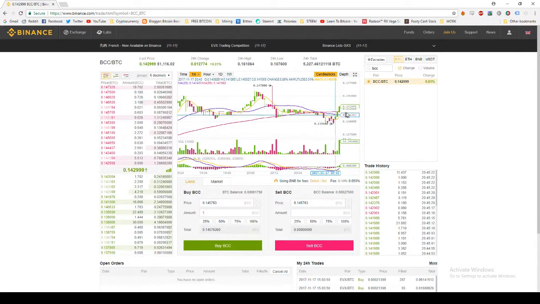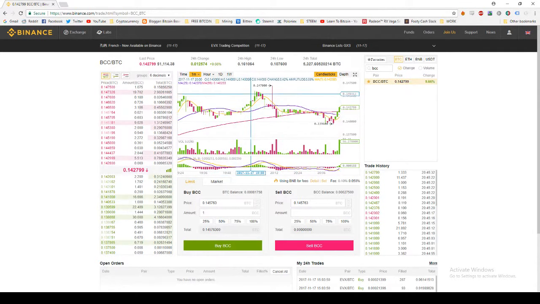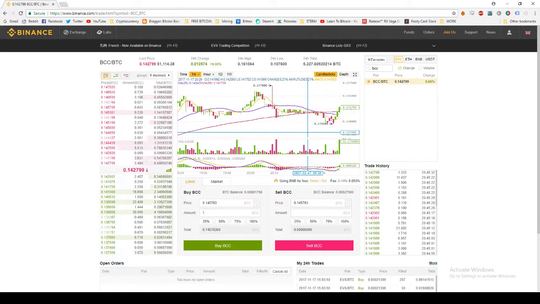As we can see here, the price just seems to be going up quite a bit. Maybe I should buy some. I should have bought some over there. But as you can see, it goes up and then it goes down. It goes up and it goes down. So where you choose to buy, that is your decision. This is just showing you how you can buy.